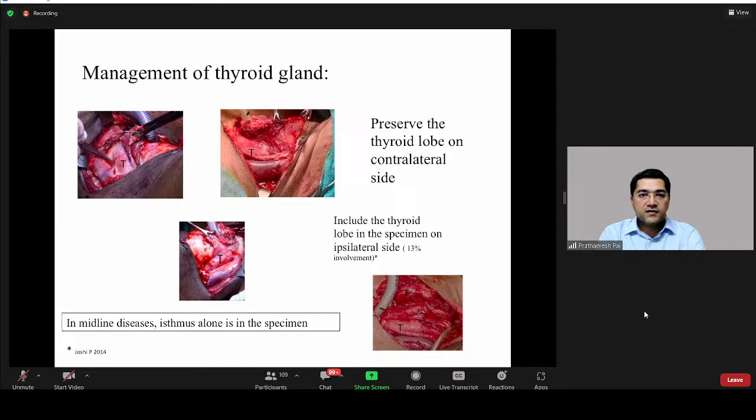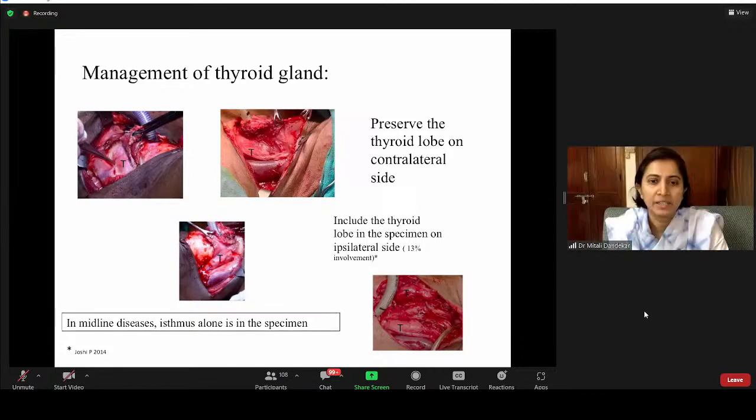Your concept of only inferior parathyroid may be taken wrongly here. The ipsilateral central compartment clearance is vital, but on the contralateral side, needless to say, along with your half of the thyroid gland, you should preserve the superior and the inferior parathyroids, because then you can have maximum preservation of parathyroid in the patient. Perfect.